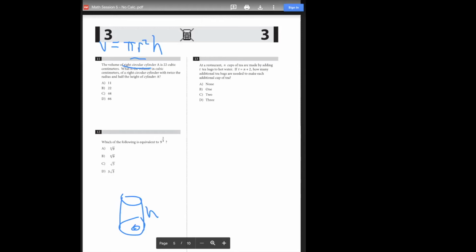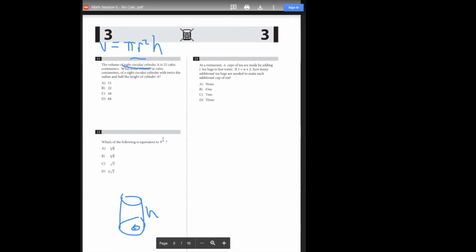All right, so let's see. What is the volume in cubic centimeters of a right circular cylinder with twice the radius and half the height of cylinder A? The way I learned how to do this, I learned in my physics class this year. So I'm going to show you guys how I did it, and really how I think you should do it, because it's all in variables and there's no plugging in, so it's going to be very obscure. But there is a way to do it.